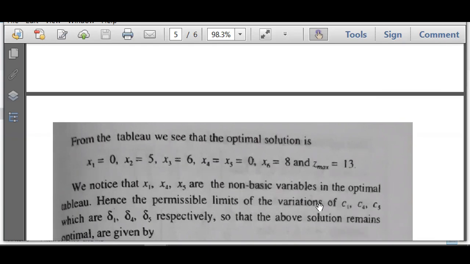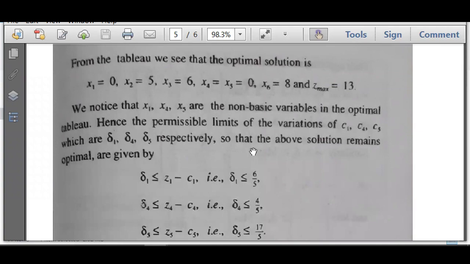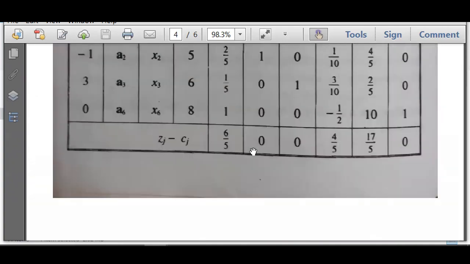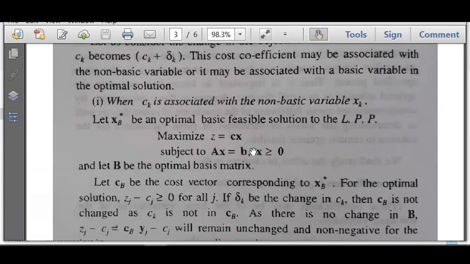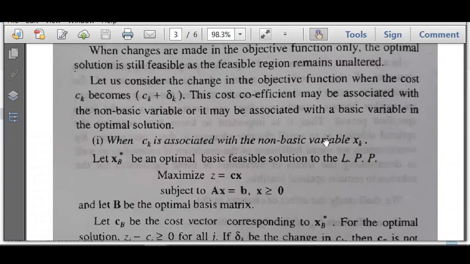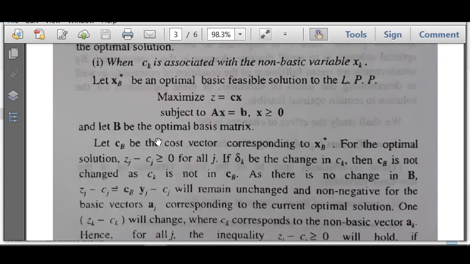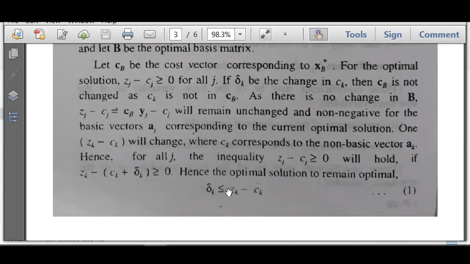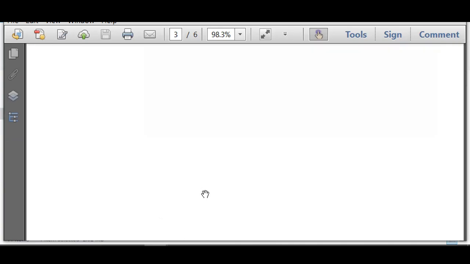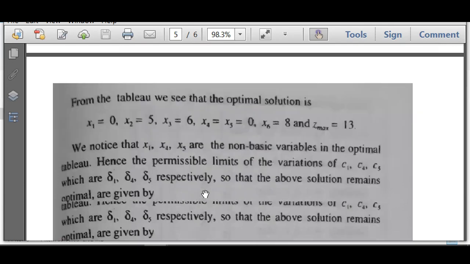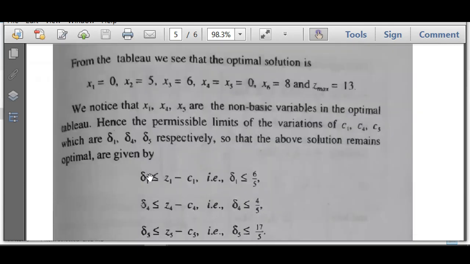Hence the permissible limits of the variations of c1, c4, c5, which are del 1, del 4, del 5, are given by the first part of the analysis. First part of the analysis means ck associated with the non-basic variable. Here x1, x4, x5. So c1, c4, c5 are changed to c1 plus del 1, c4 plus del 4, c5 plus del 5, and del 1, del 4, del 5 are restricted by this and this part. So equation 1 is to be used there. We segregate the non-basic part first, then we find out these as the limits of del 1. As I said already, I am using the optimal table. So z1 minus c1, right?